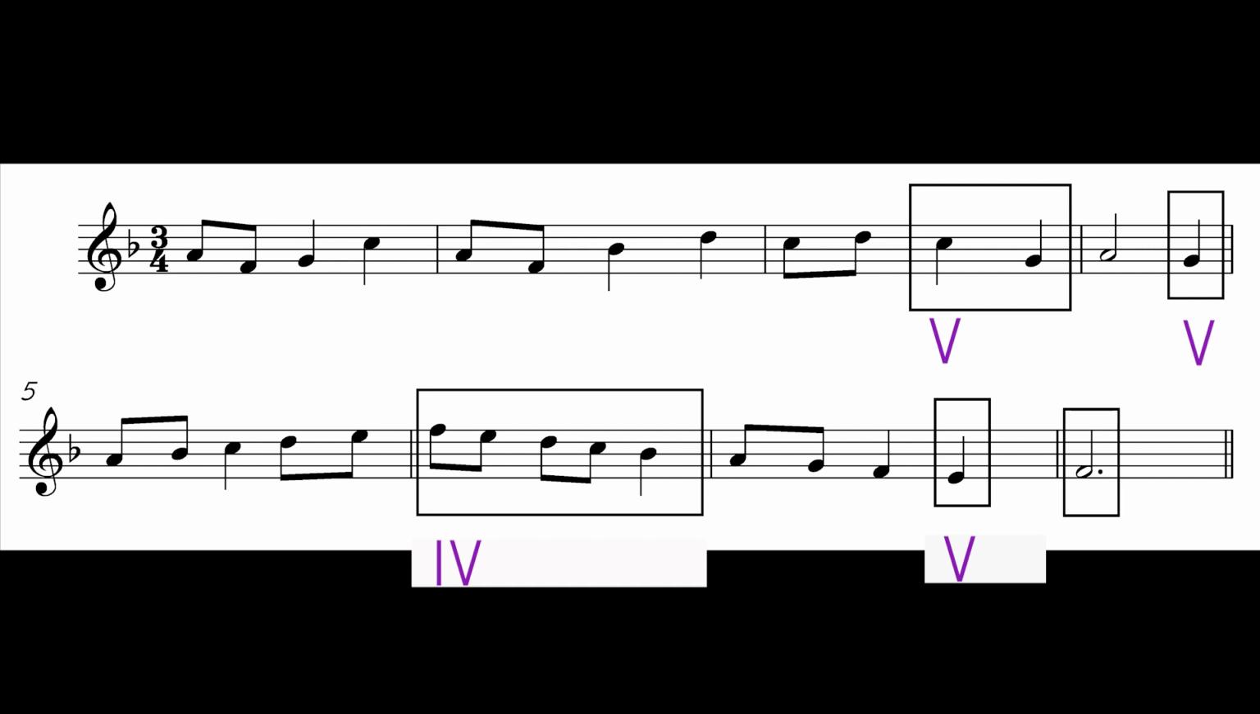The last note which we're looking at here is an F. F being the tonic note in the key of F major.